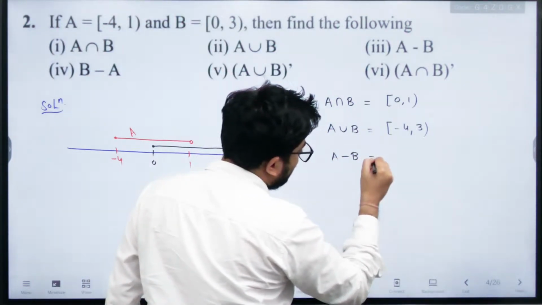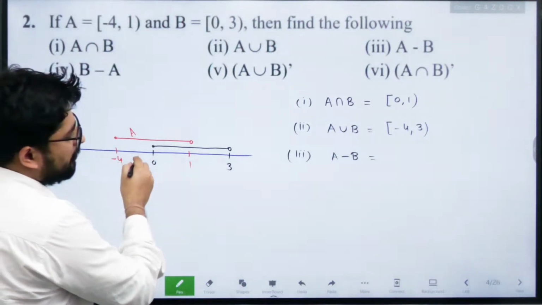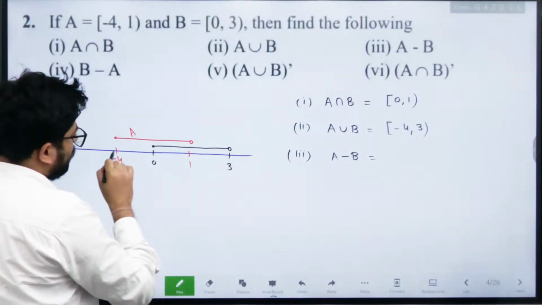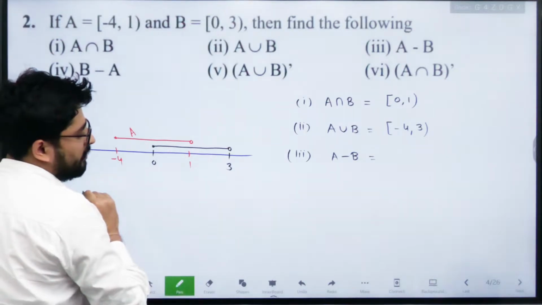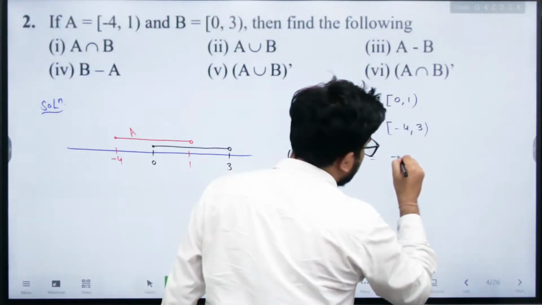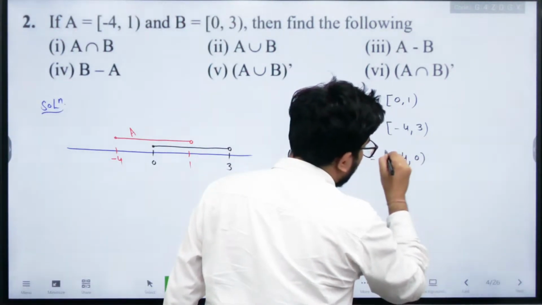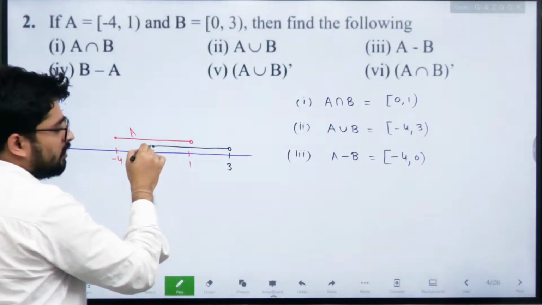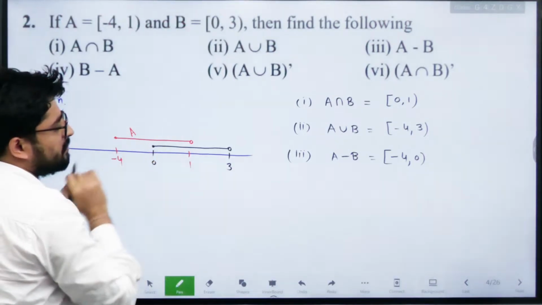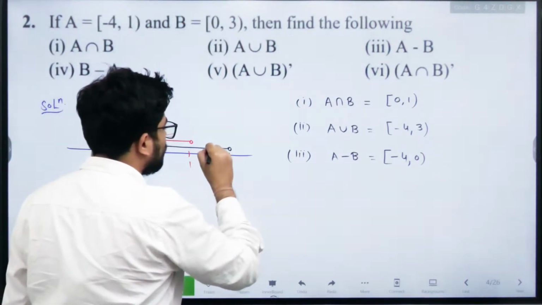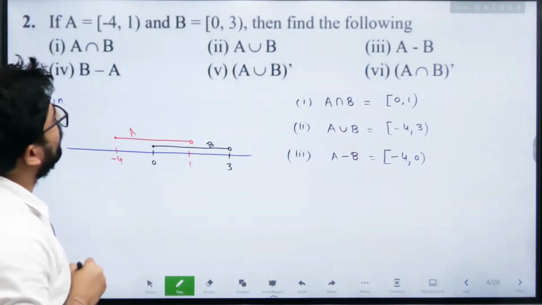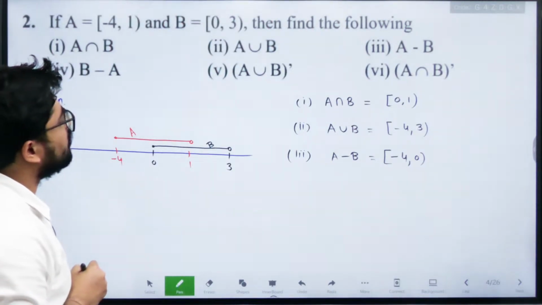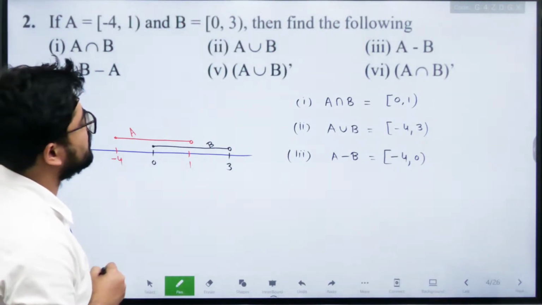A minus B, that is, which is in A but not in B. So A minus B is what? Minus 4 to 0 open. This is the portion which is in A but not in B. And 0 open. Why? Because 0 is in the B set. Got it? So that is your B set. So minus 4 to 0, minus 4 closed, 0 open. So this is A minus B.